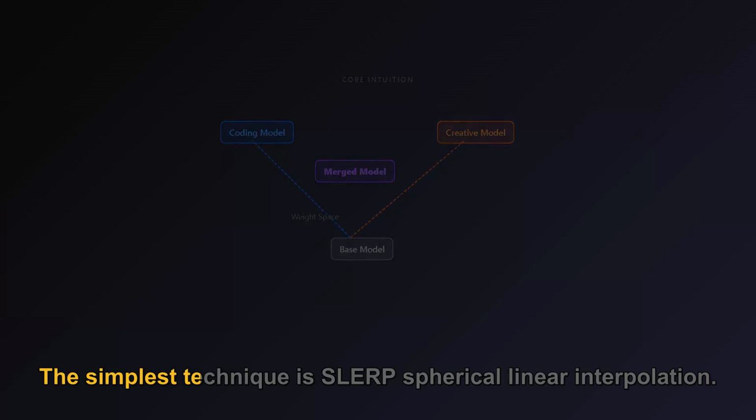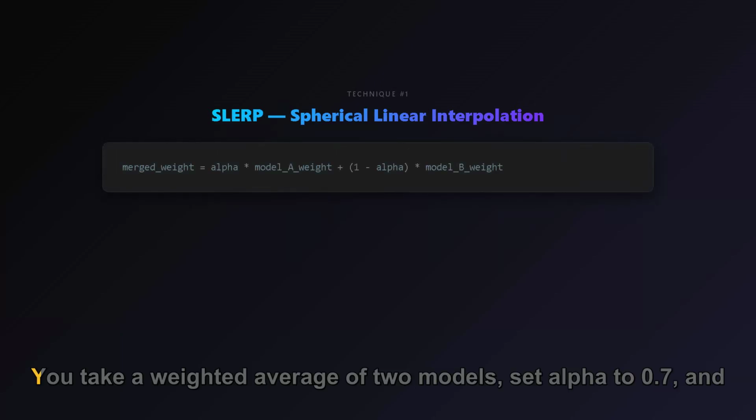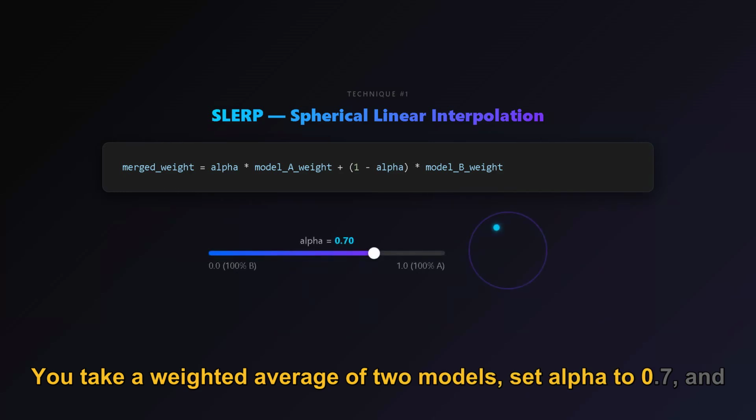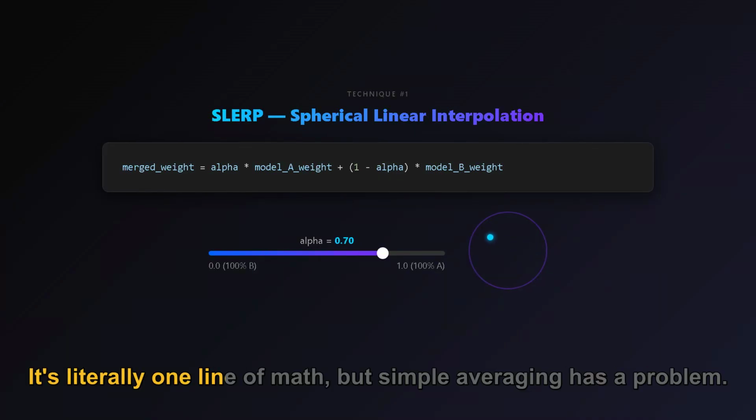The simplest technique is SLERP, spherical linear interpolation. You take a weighted average of two models. Set alpha to 0.7 and you get 70% of model A blended with 30% of model B. It's literally one line of math.